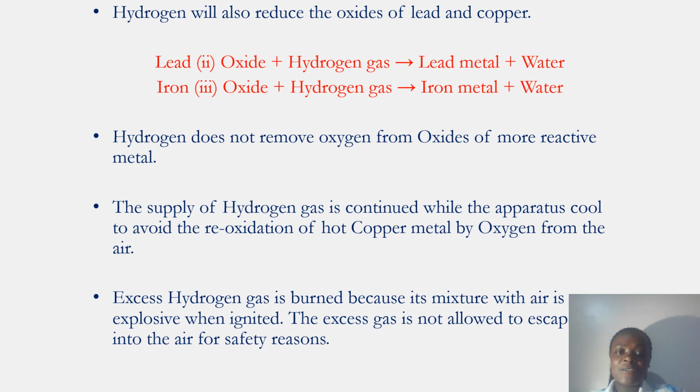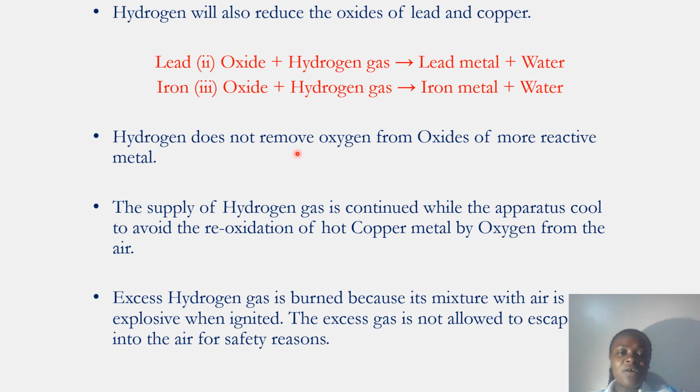Hydrogen can also reduce oxides of lead and iron. So you can see the two reactions where hydrogen gas is reducing lead and iron oxides. Hydrogen does not remove oxygen from oxides of more reactive metals, so for all those metals that are above hydrogen in the reactivity series, it cannot reduce their oxides.